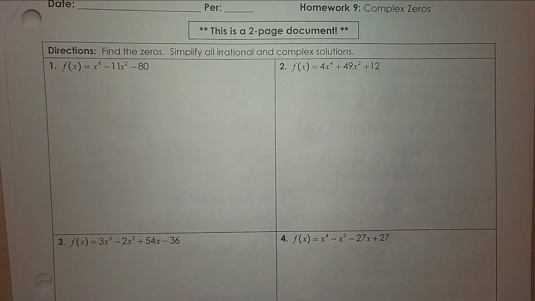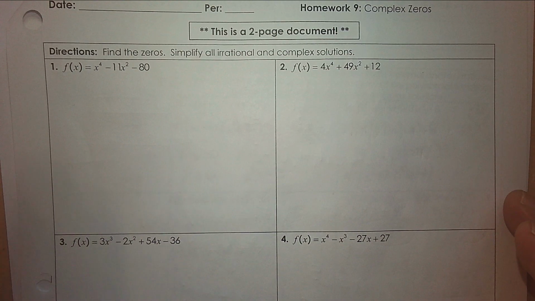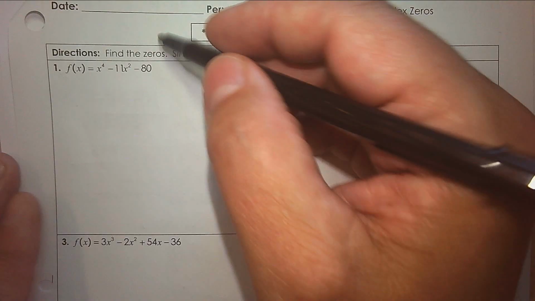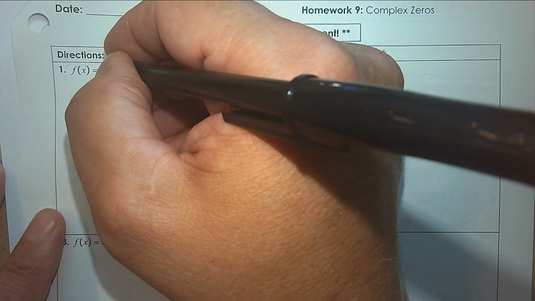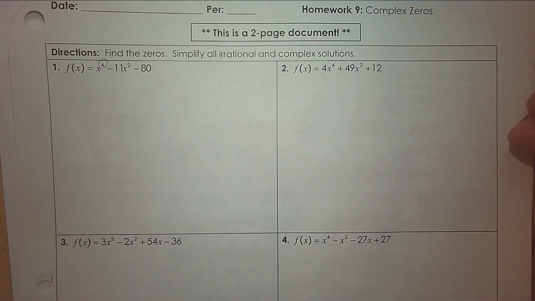Alright, so this is the homework sheet for complex zeros. I'm going to do questions 1 through 6 with you if you want to do your homework with me. So for question number 1, the question is just find all the zeros. And the fundamental theorem of algebra says the degree tells you how many zeros there are. So I'm looking for 4 zeros.